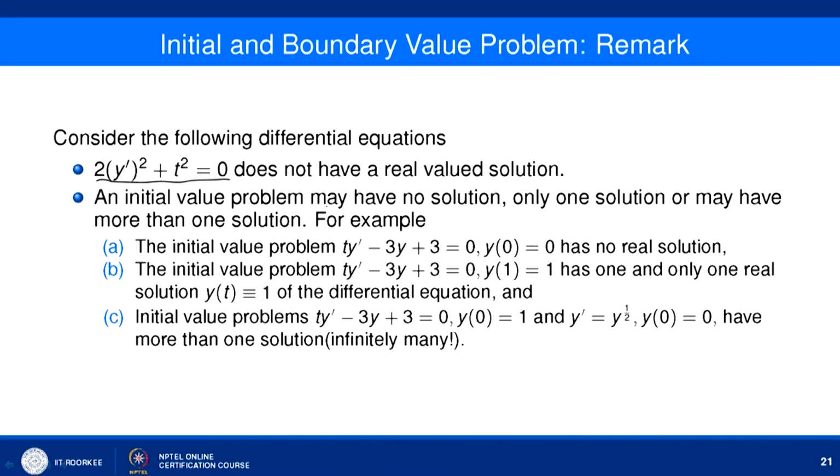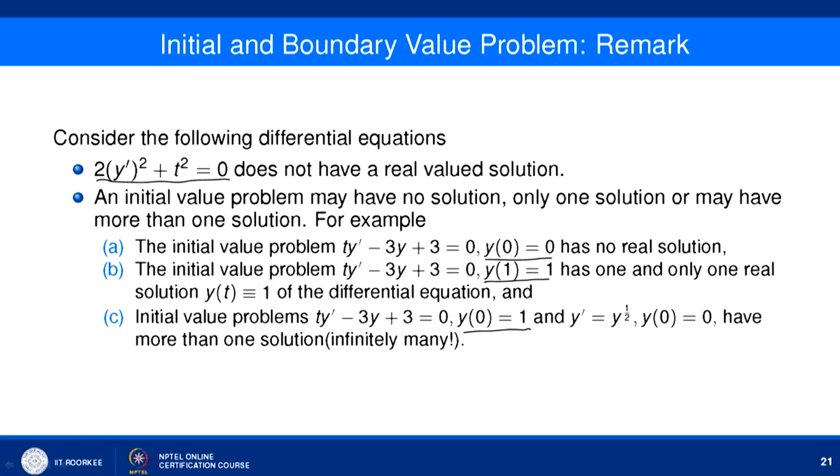Now, the second remark says that an initial value problem may have no solution, only one solution, or more than one solution. For example, consider the initial value problem t y dash minus 3y plus 3 equal to 0. In parts A, B, C we have the same differential equation, and we are changing only the initial condition. In A it is y(0) equal to 0, in B it is y(1) equal to 1, and in C it is y(0) equal to 1. So in all three cases the condition is given only at one point, and only the values are changed.